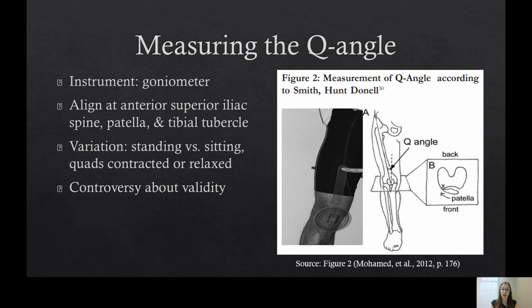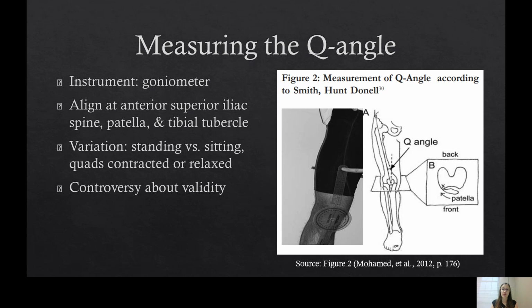So this goniometer will be aligned proximately at the anterior superior iliac spine of the hip, and then the wheel will line up around the patella, and then the distal arm of the goniometer will land around the tubercle of the anterior side of the tibia. There are some discrepancies within the literature and guidelines about what the optimal position of the body is to measure the quadriceps angle from. So whether that be standing, like in this example in the picture, or if it would be better to sit, and then whether or not to have the quads contracted or relaxed.